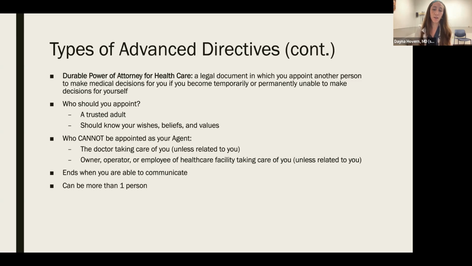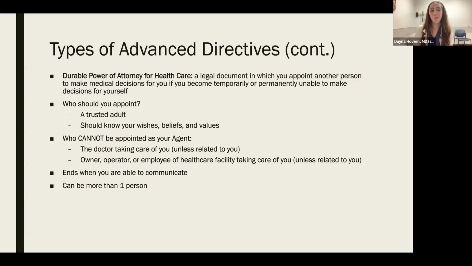The second document that we talked about is making a durable power of attorney for healthcare. And once again, this is the person that you would appoint to make medical decisions for you, if God forbid you were ever temporarily or permanently unable to make decisions for yourself. And you might be thinking about who would be the right person for me. It should be a trusted adult, someone who's older than 18, someone who should know you well, who you feel confident would know your wishes, your beliefs, your values, and the things that are really important to you.